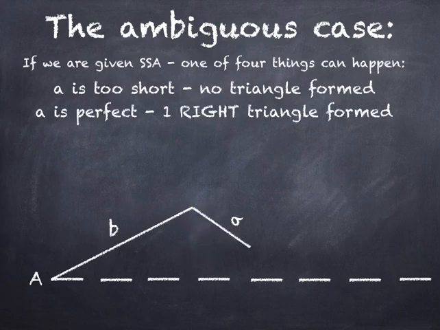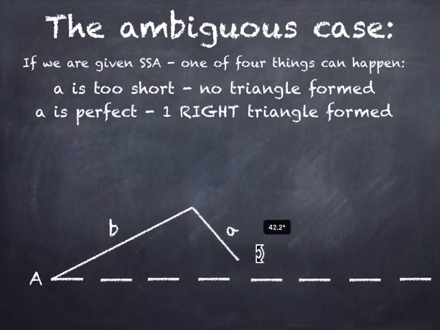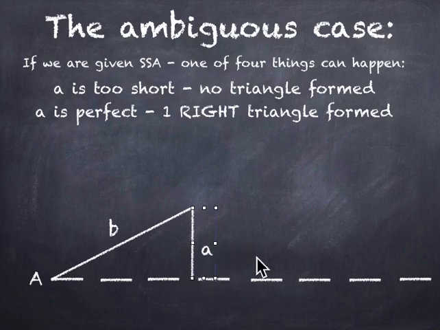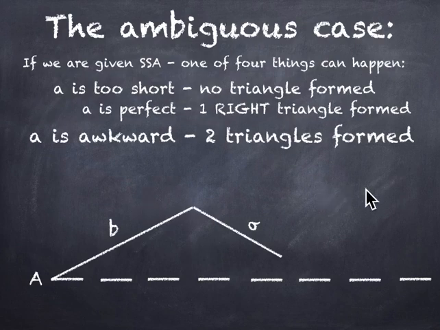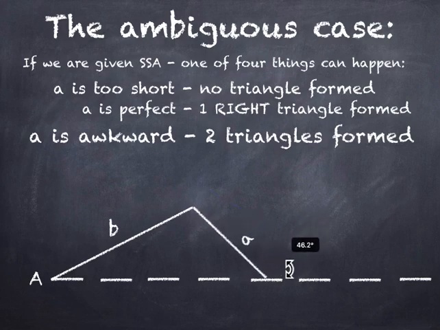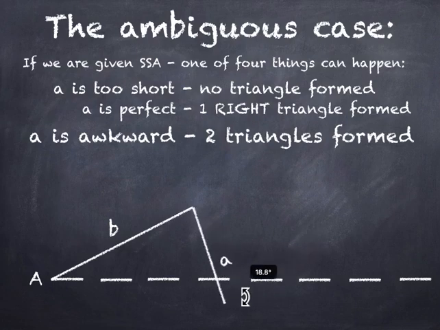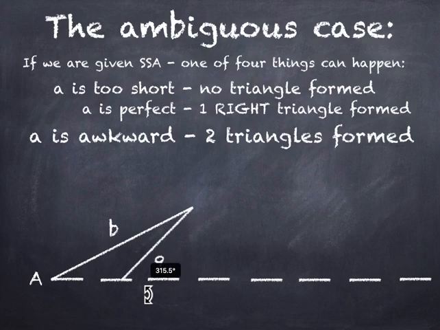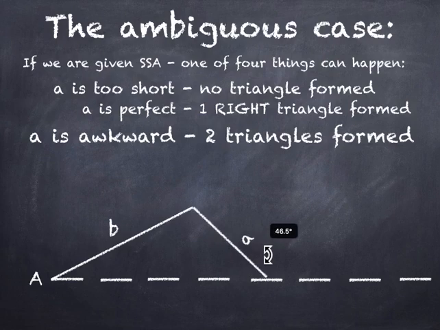Another situation could be that A is just the right size, and so one triangle is formed, and it would happen to be a right triangle. So that could be. It's also possible that A is just kind of this awkward in-between length where you get a triangle here, but you could also get a triangle over here. You get two different triangles, one that's obtuse, well, I guess they're both probably obtuse angles.